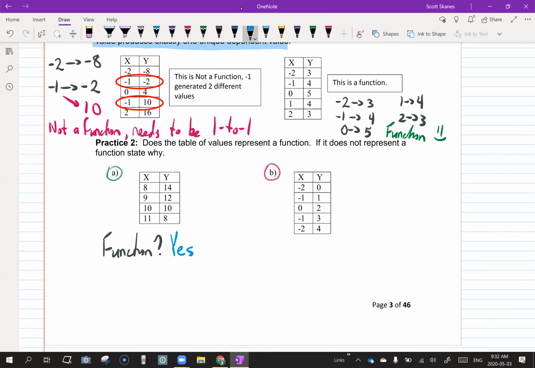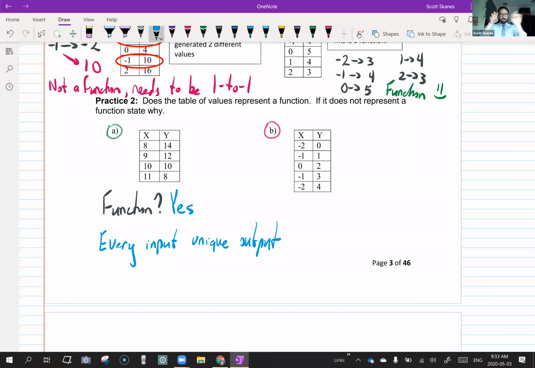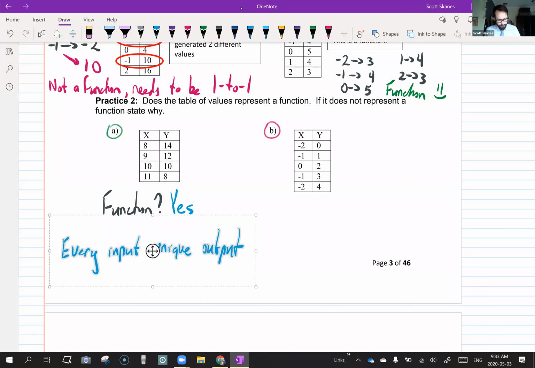Yes, because for every input there is a unique output. 8 gives us 14, 9 gives us 12, 10 gives us 10, 11 gives us 8. Yep. For every number you take, you just get one output. So that's exactly right. I even wrote down what you said because it was a perfect answer. So good job. Every input has a unique output.